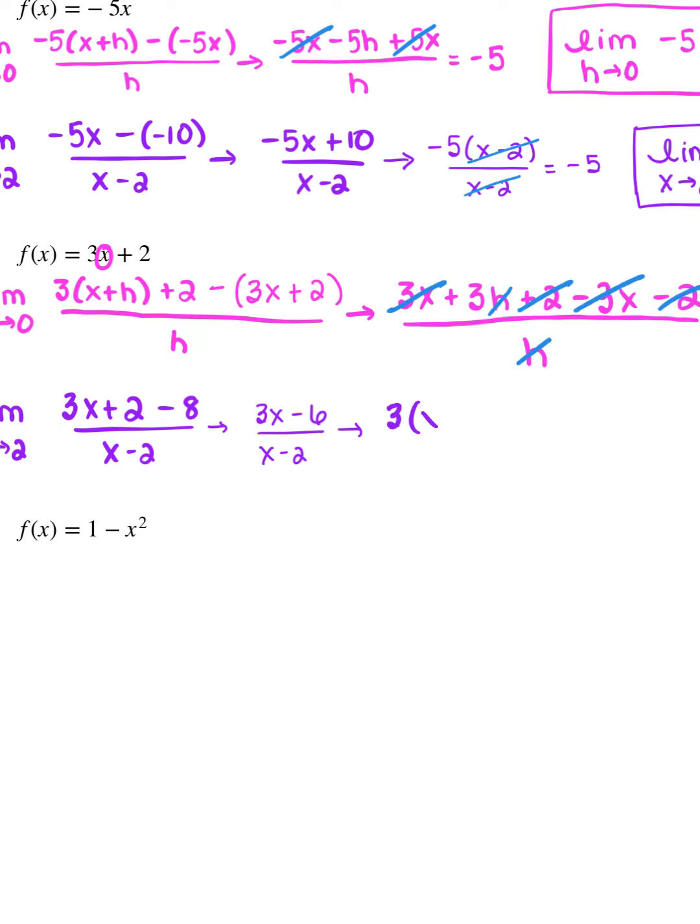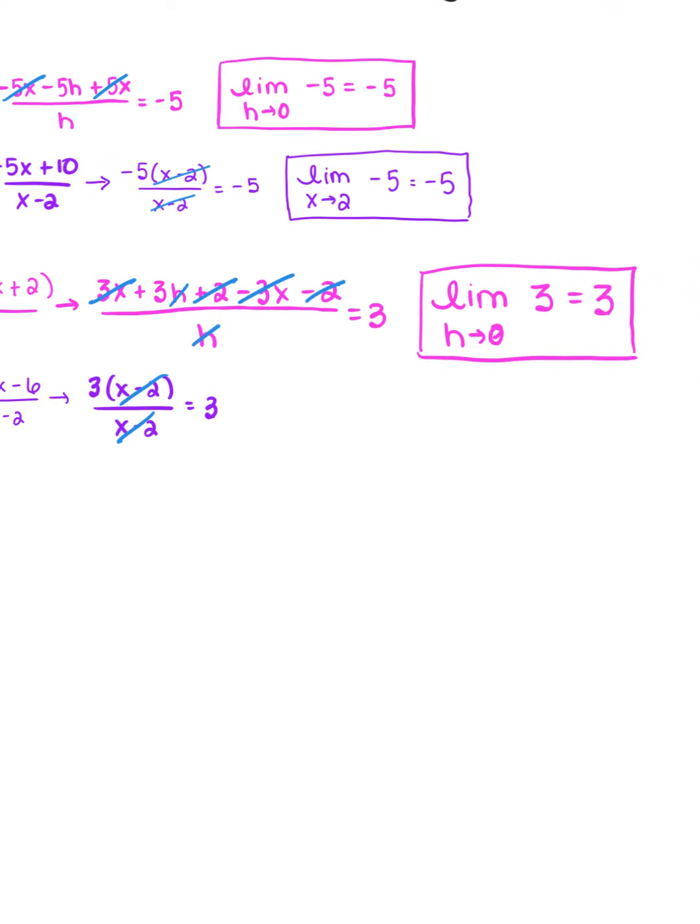3 times x minus 2 over x minus 2. Get rid of those. And the final answer here is just 3. So once again, if I say, what's the limit as x approaches 2 of 3, my final answer is still just 3. So that's my derivative at 2, because up above we found that that's really the derivative everywhere.